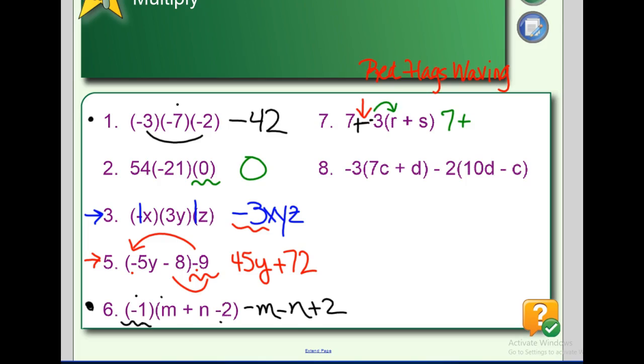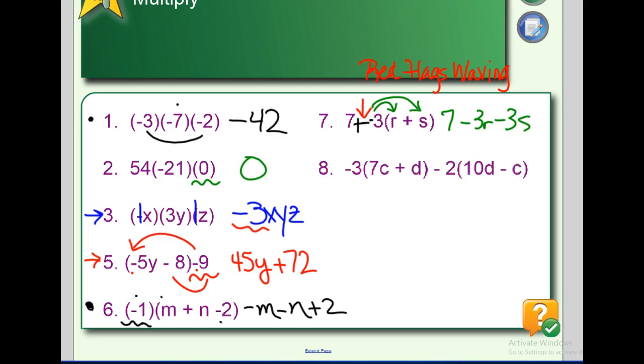So what's negative 3 times r? Whoops, Mrs. Burton put a plus sign. Okay, it's going to be what? Negative 3r, and negative 3 times s, different sign, so it's negative 3s. Good job. Now, I really need you to really pay attention to this red flags waving thing. Okay, because if you miss it, it's going to make everything wrong because you're going to mess up the signs. So let's look at number 8. Let's do number 8 together.